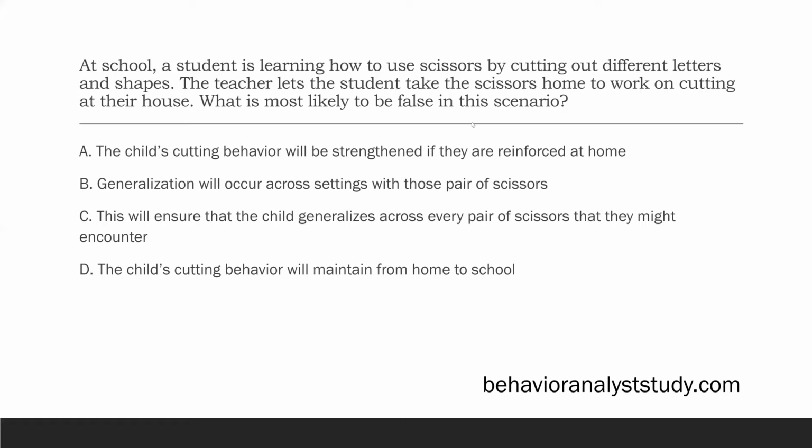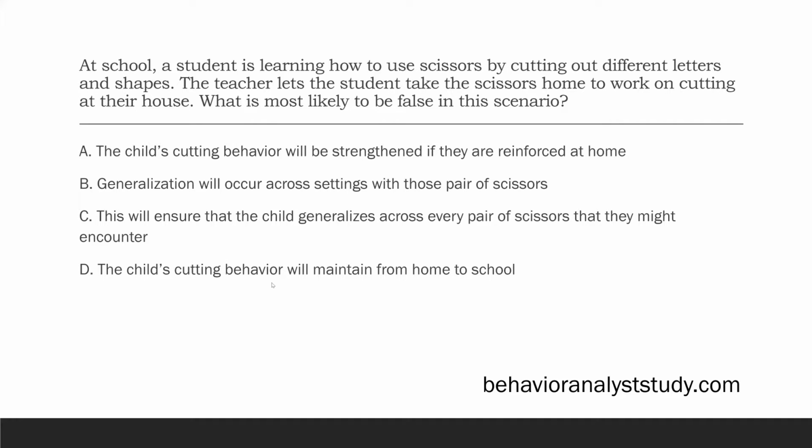No. So passing the scissors home is great. A better option might be giving a different type of scissor, right, to bring home. Maybe a different color, changing some aspect of that scissors. So not only are we getting A and B, but now we're starting to generalize across scissors as well. But as of right now, C seems to be false.